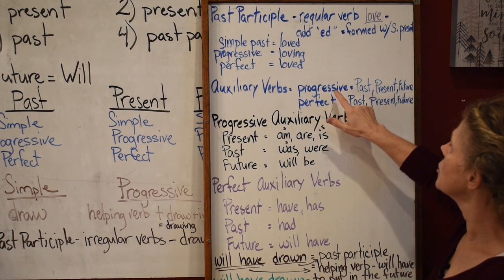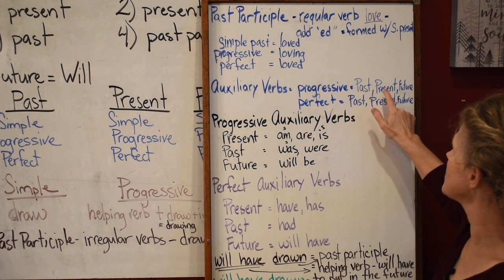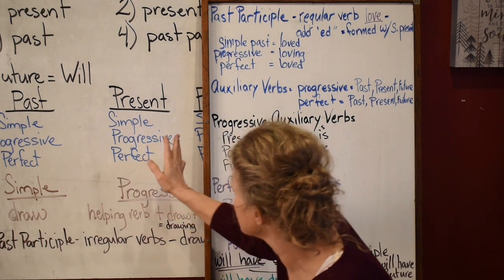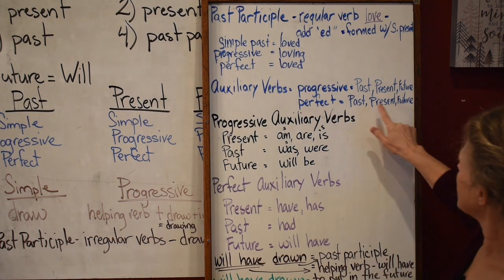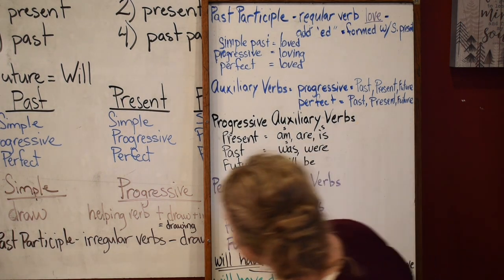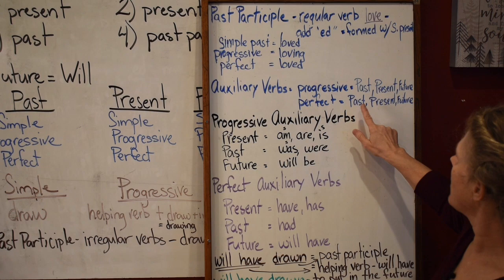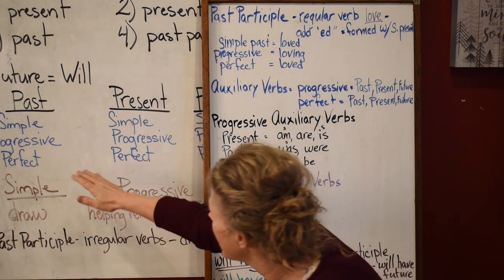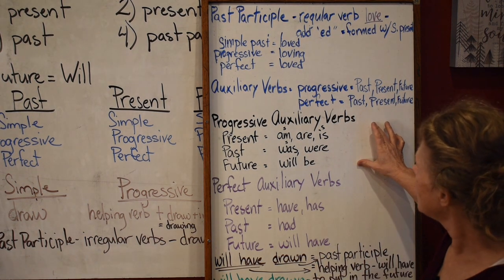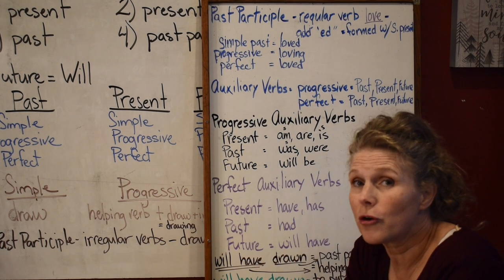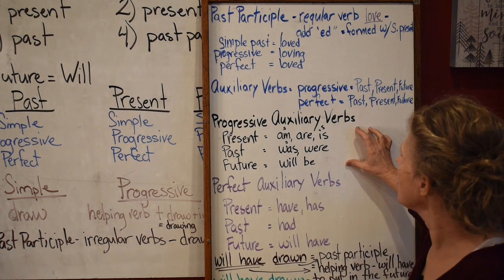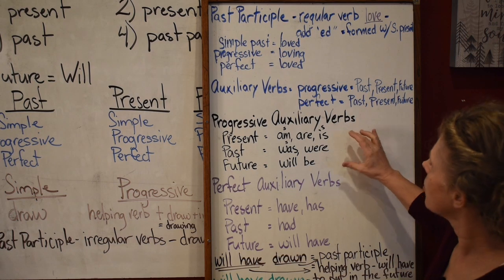Now, auxiliary verbs you use with the progressive past, present, and future. Okay? Look, progressive, past, present, and future. With the perfect, past, present, and future. See? Past, present, and future. With the perfect, your past, present, and future. See how we have that past, present, and future? So important for you to understand. Now, you have to use the correct auxiliary verb, helping verb, for you to understand where it's going to go.